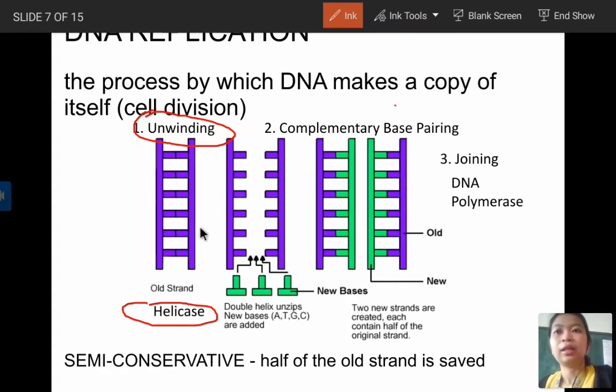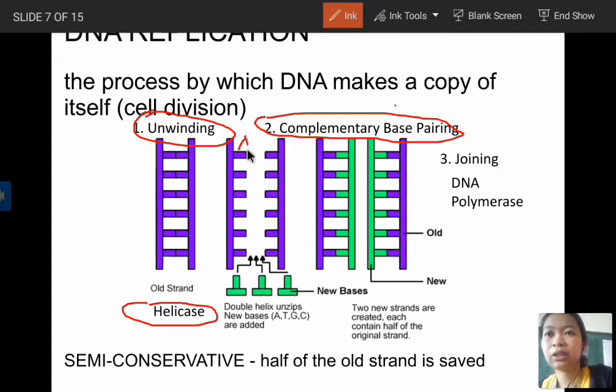natin. Then, the next step, number 2, will be the complementary base pairing. So, kapag nag-unwind na siya, halimbawa, ang nandito sa kabila is letter A, or the adenine. So, of course, it will have a new complementary pair, which is thymine. So, ito yon. Complementary base pairing is for the step 2. Next is for the step 3, joining.